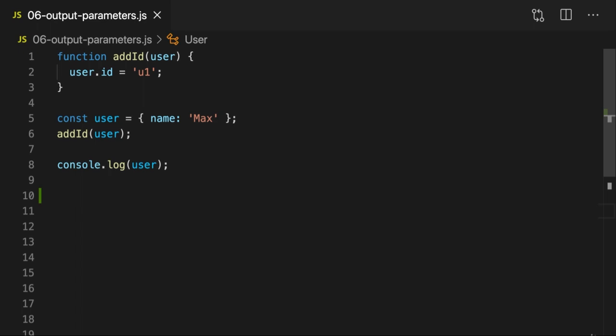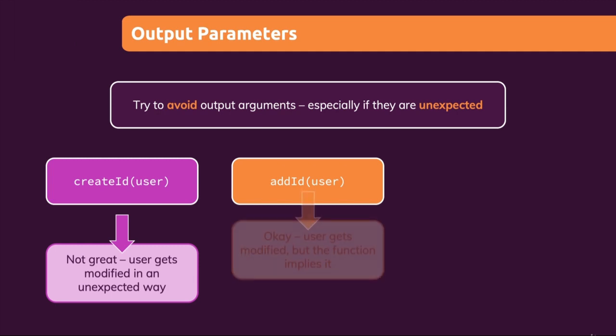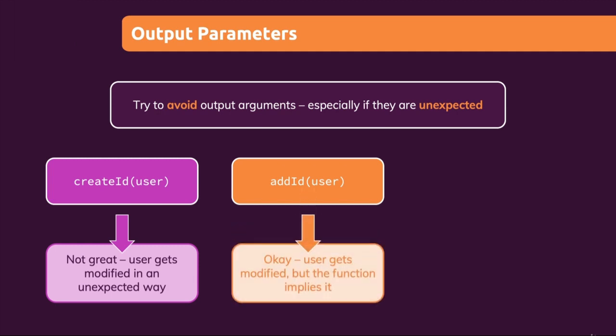So let's say it still does what it does internally, but now the name addID makes it more obvious that it adds an ID to the user which we pass in. It doesn't just create an ID, where we then could reasonably expect that the ID is returned, but instead addID makes it very obvious that the user is likely to be edited. Hence here we still have an output parameter, but at least it's more expected, so it would be okay. It still might be even cleaner to not use output parameters in the first place, but if you can't do it any other way, then at least make it obvious that you do have an output parameter.